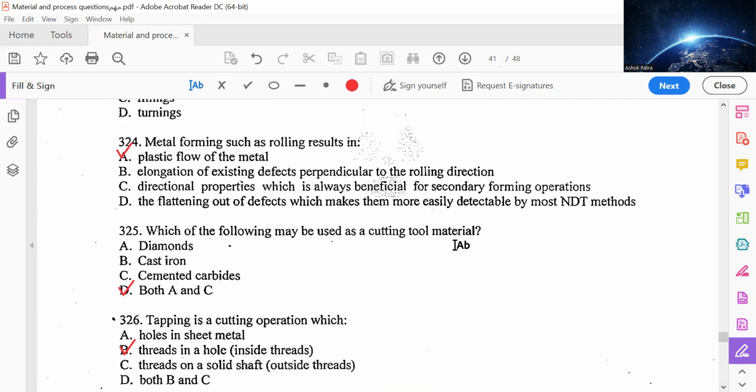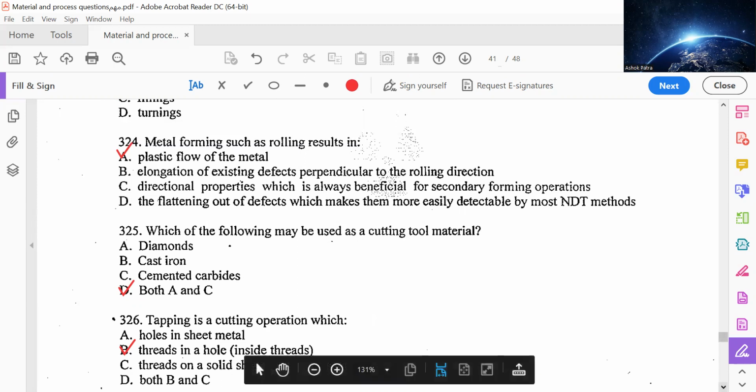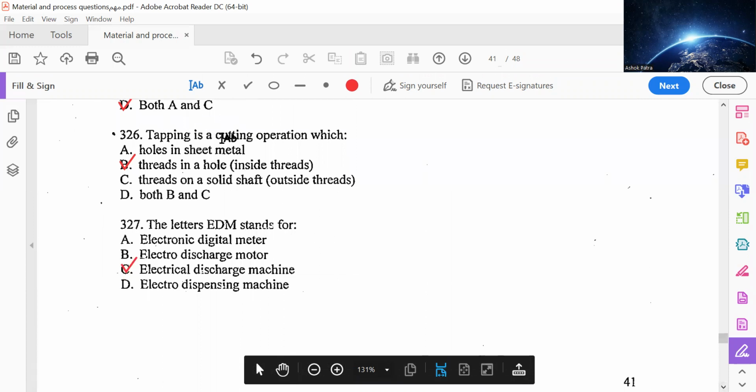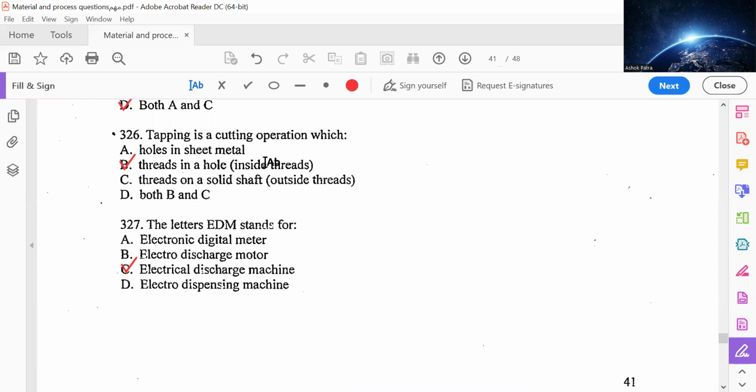Each of the following may be used as a cutting tool material: diamonds and cast iron. No, diamonds and cemented carbide. Sorry, both A and C. Tapping is a cutting operation which cuts threads in a hole, inside threads. By this tool, you can cut threads in a hole. You can make threads. The letters EDM stand for electro discharge machine.